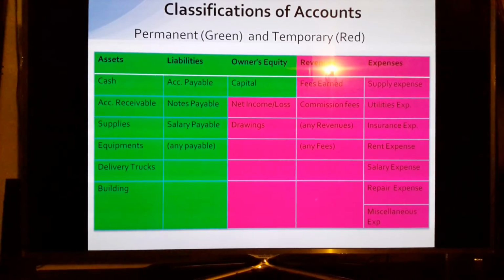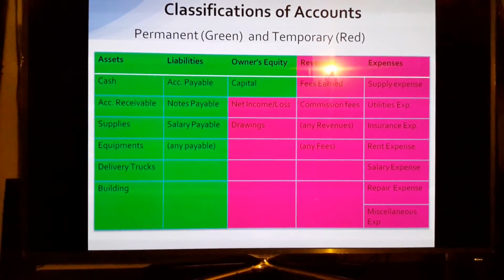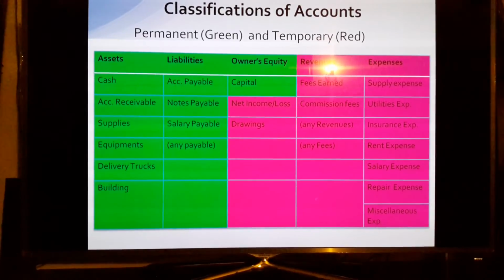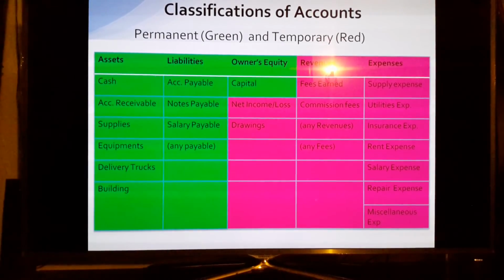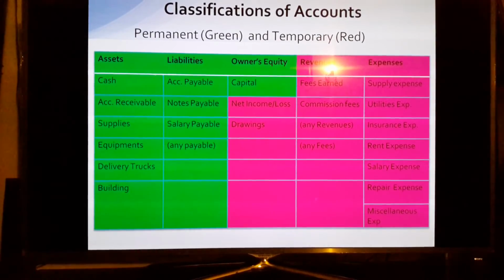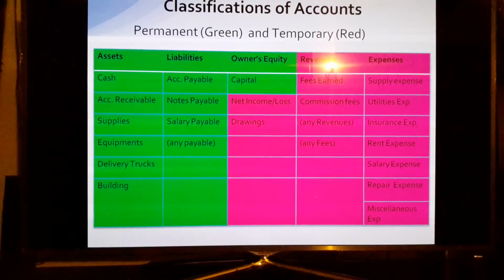Pay attention to the green color. These are cash, accounts receivable, supplies, equipment, delivery trucks, buildings. You can have as many assets there, like land. As we go on, we will have more of these: liabilities, accounts payable, notes payable, salary payable, any payable, as I said. And you have owner's equity, which is capital. These are permanent accounts. They don't close until the post-closing trial balance, ready for the next year.